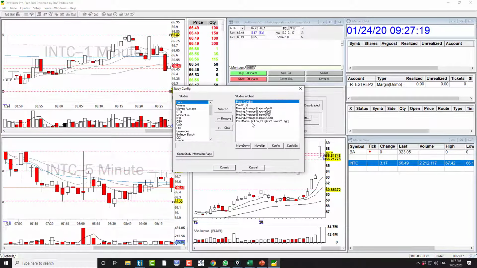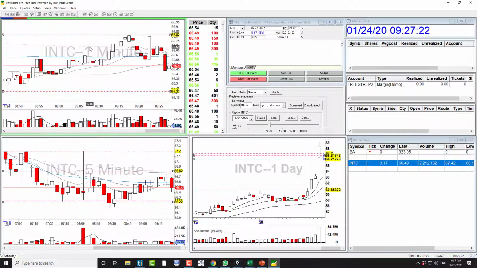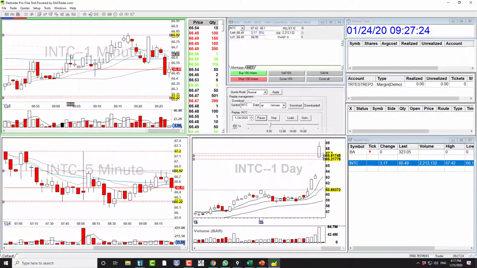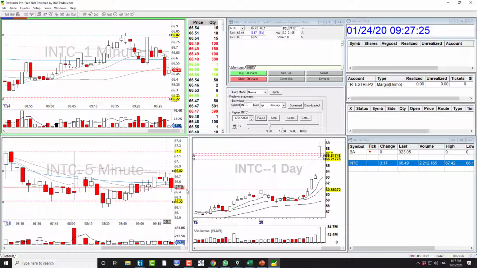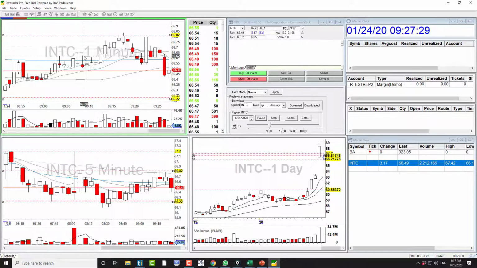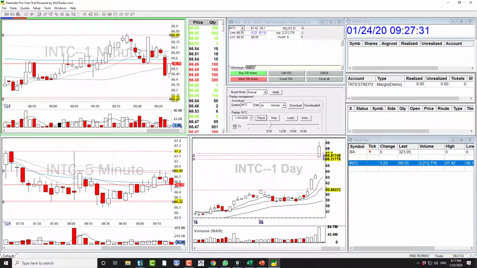Let me actually remove this one, the price marker, because that messes up the chart. So now what we see right now is the stock is kind of holding below the moving averages and VWAP. Let's see how it does. And again, for me, it's a good candidate.